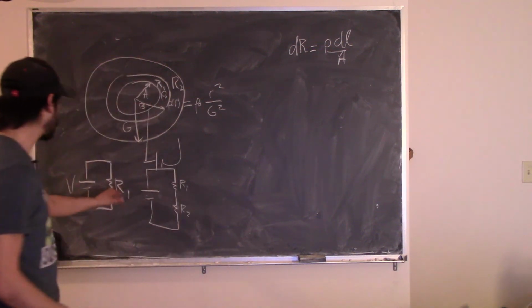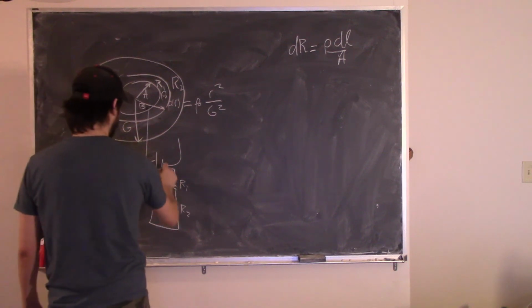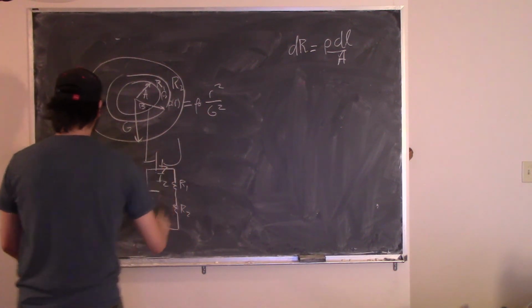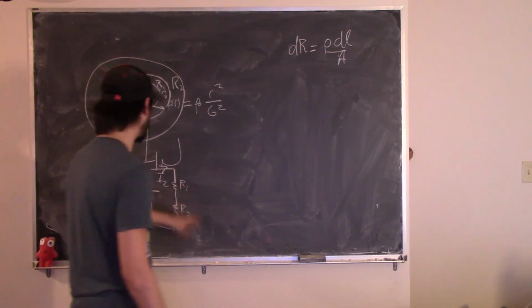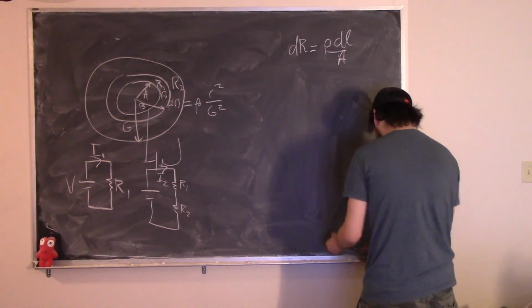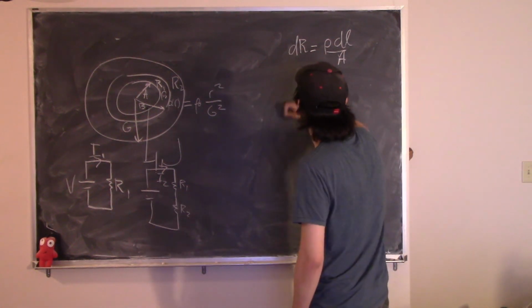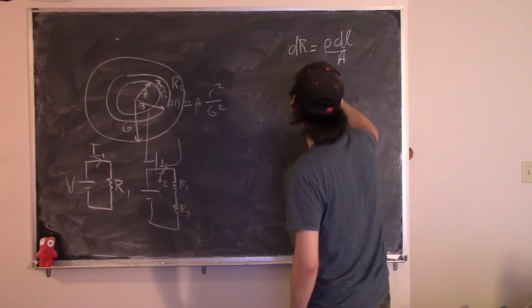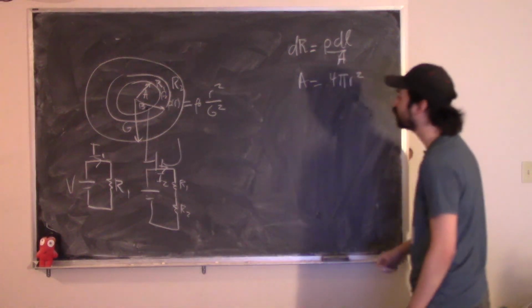So the key here is, if I want to find the currents that go around here, call this a current I1 and call this a current I2, I need to determine what the resistances are, the resistance R1 and the resistance R2. In order to do that, I'm going to use this equation right here, where A is just the surface area of a sphere. So this is 4 pi r squared.